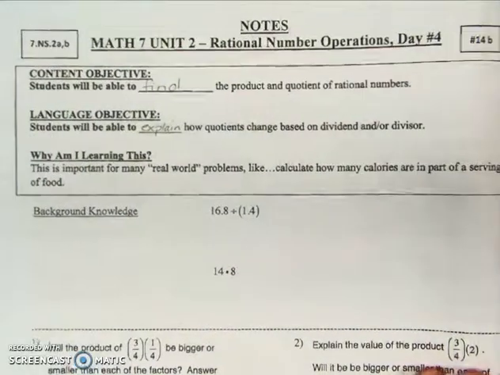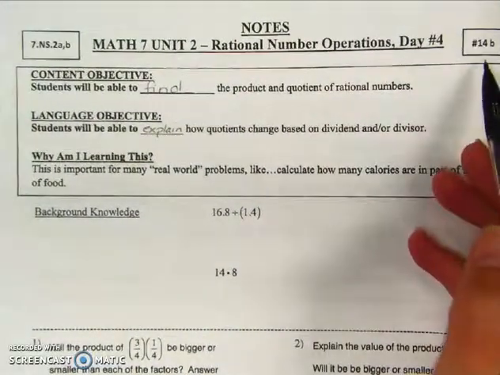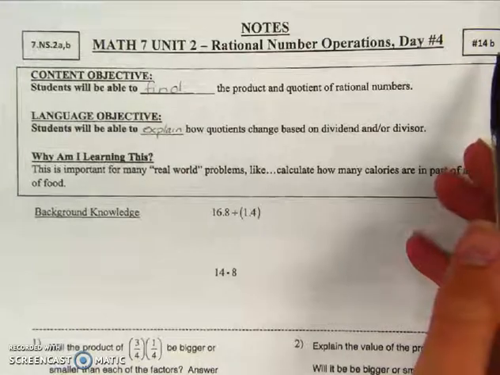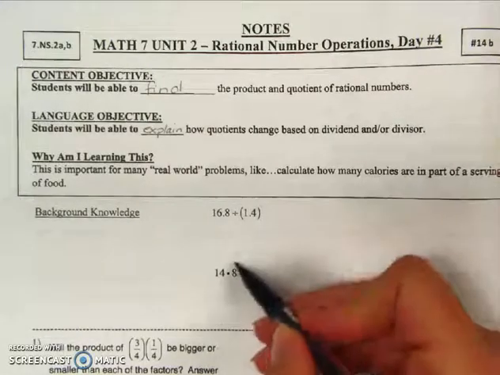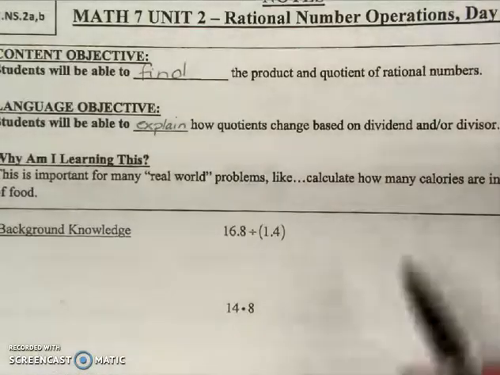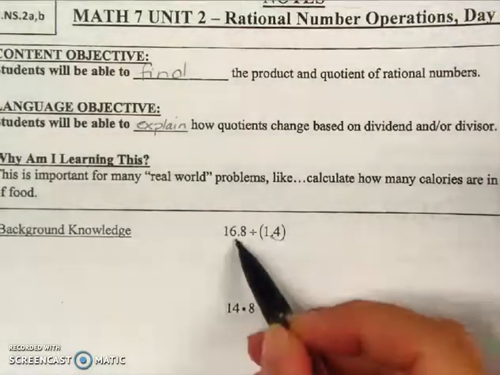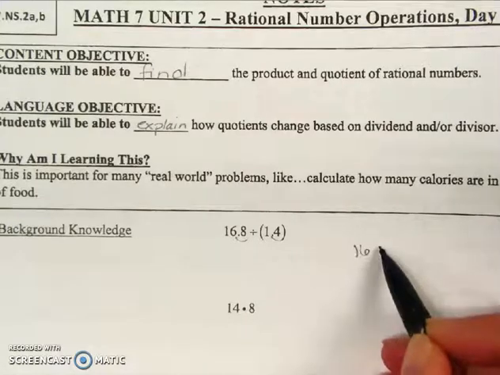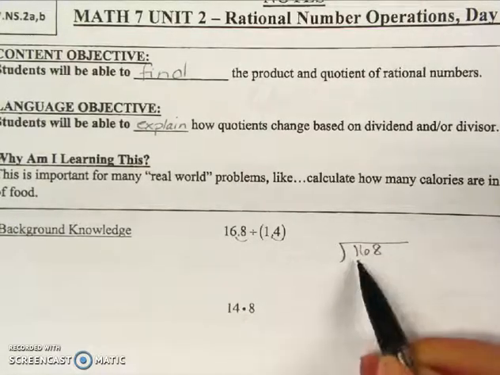Right, hello. So today we are looking at lesson 14B. 14B is really just a review of what we've already been doing. So a little background knowledge, 16.8 divided by 1.4. Remember, we can't divide by a decimal, so we move it. And so we just do that division as normal.